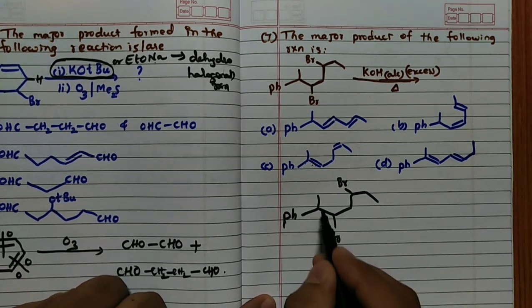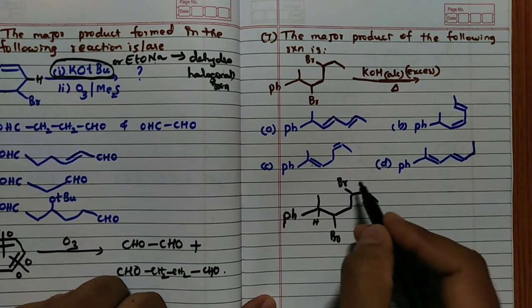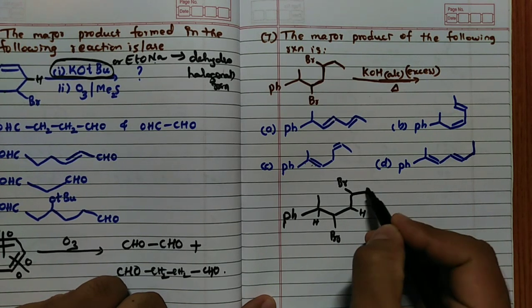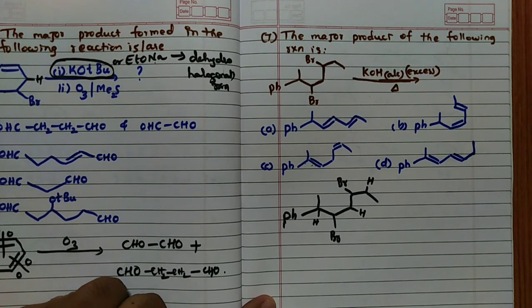Fine. Now what happens is, remember, here there is one hydrogen, here there is one hydrogen, here there is one hydrogen. That is your choice from where you will remove the hydrogen. Now this hydrogen I will remove, this Br I will remove, and a double bond is formed here, this one.